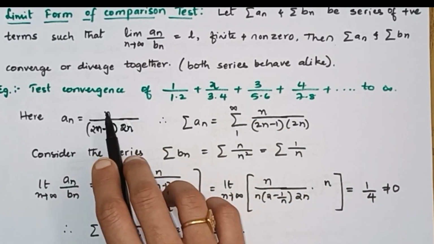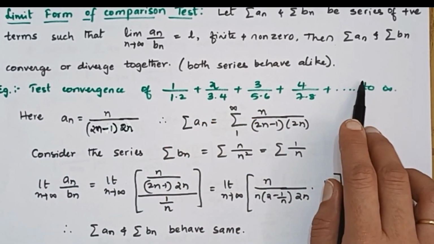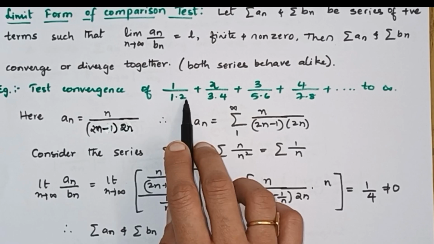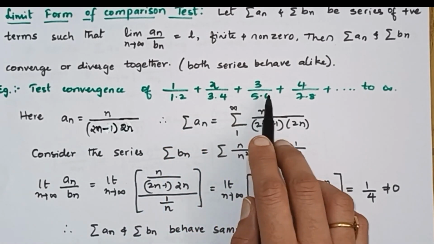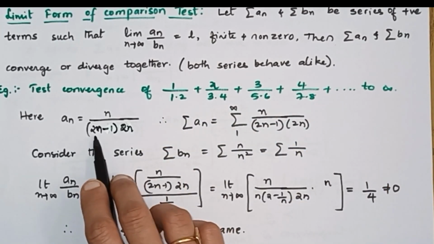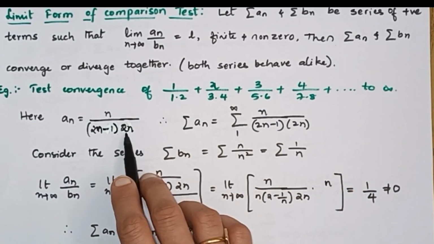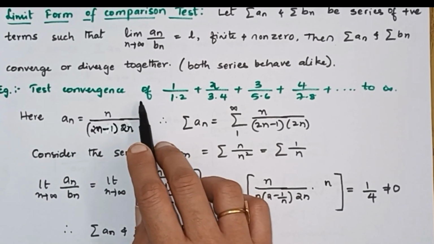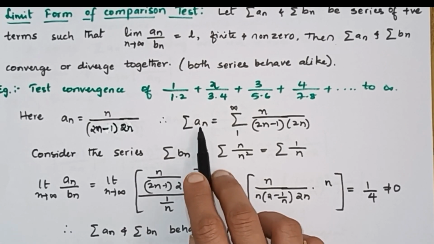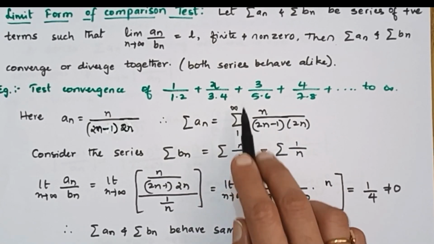So first write the nth term of this series, 1 2 3 4 and so on. The nth term of the numerator here is n, divided by the denominator 1 2, second term 3 4, third term 5 6. So take the first term 1 3 5 7, that is odd, so it is represented as 2n minus 1, and 2, 4, 6, 8 and so on even, so it is 2n. So this is how I got the nth term of the given series. Next, you have to form the series. Summation of an is summation n by (2n minus 1) into 2n, n equal to 1 to infinity.